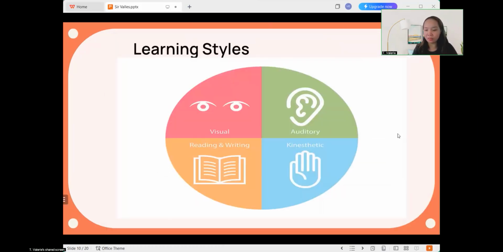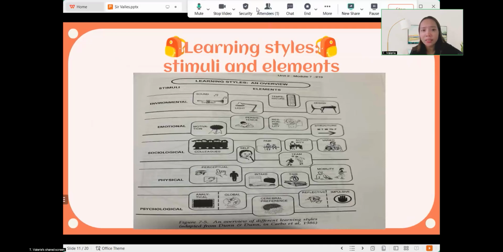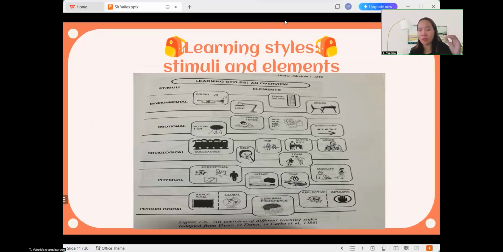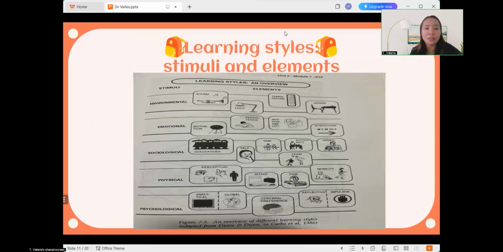Now, let's have this one. We have here the stimuli and the elements. Let's have the environmental factors. We all know that there are several factors that affect the way a child learns. Now let's have the sound. There are students who prefer to study or learn when it's silent. Some learn best while listening to music.